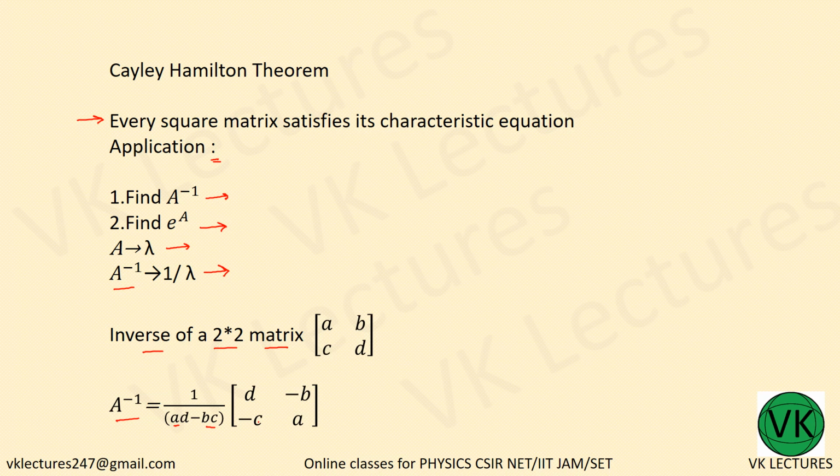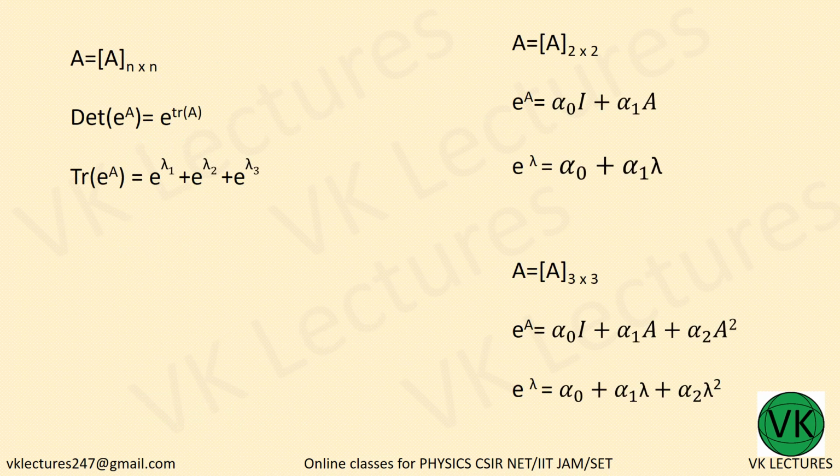Now for a matrix A of order n, a square matrix, the determinant of e to the power A equals e to the power trace of A. The determinant of e to the power A equals e to the power trace of A. Now what is the trace of e to the power A? The trace of e to the power A is e to the power lambda 1 plus e to the power lambda 2 plus e to the power lambda 3.